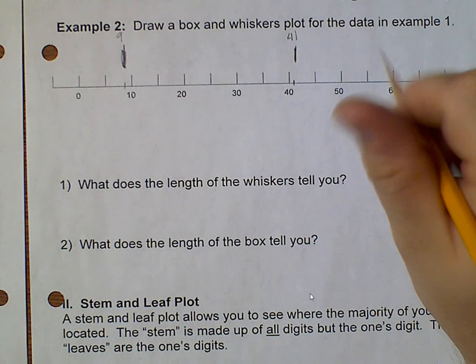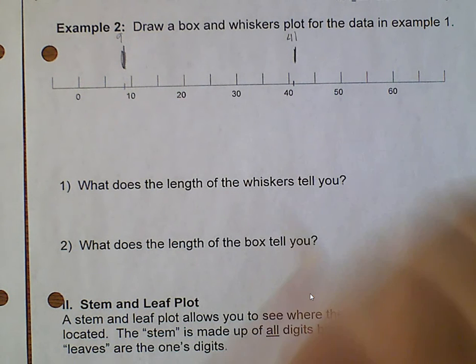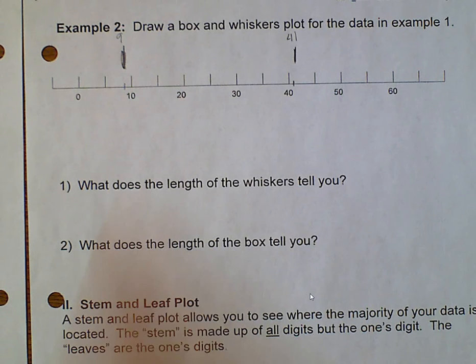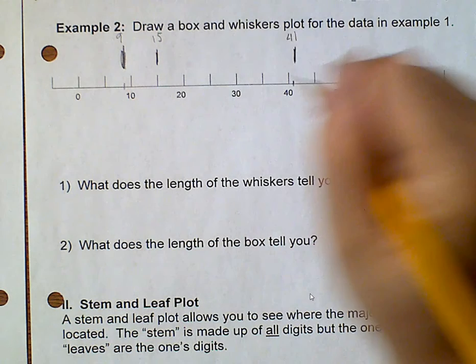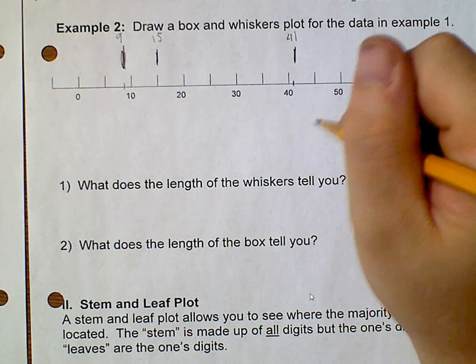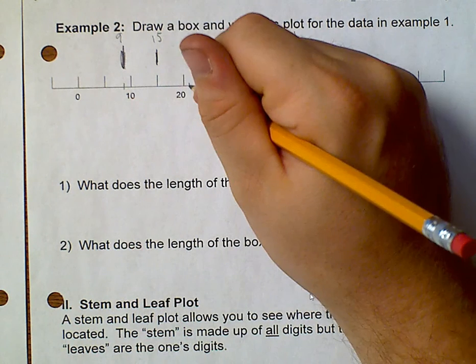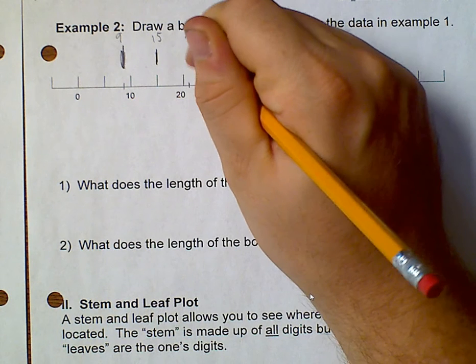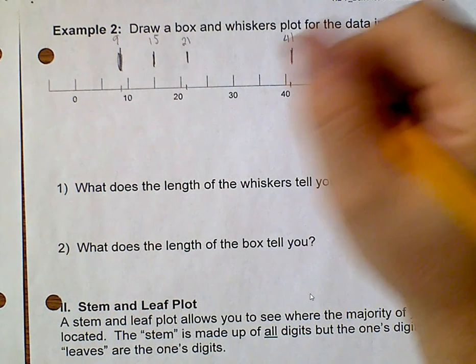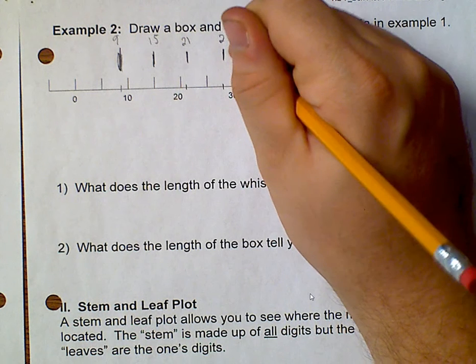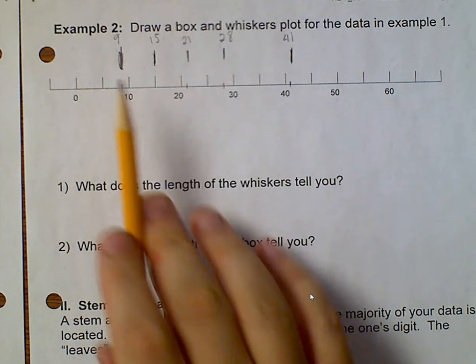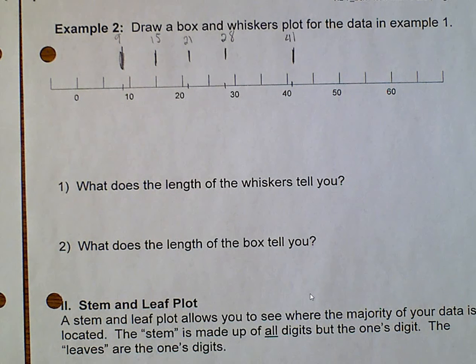Now I need my 3 quartiles. The lower quartile is at 15. The median is at 21. And the upper quartile is at 28. And you'll notice I've got 1, 2, 3, 4, 5 numbers plotted above my number line. And now I need to draw my box.